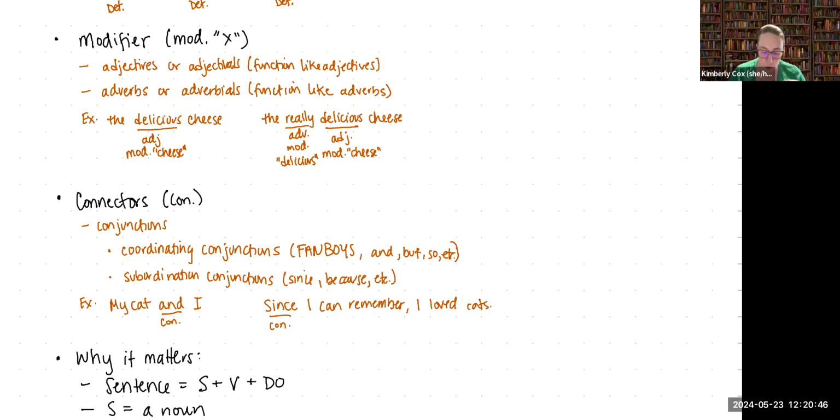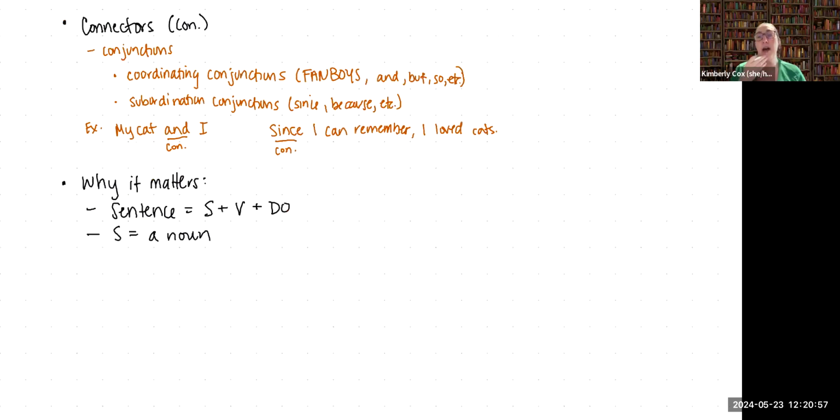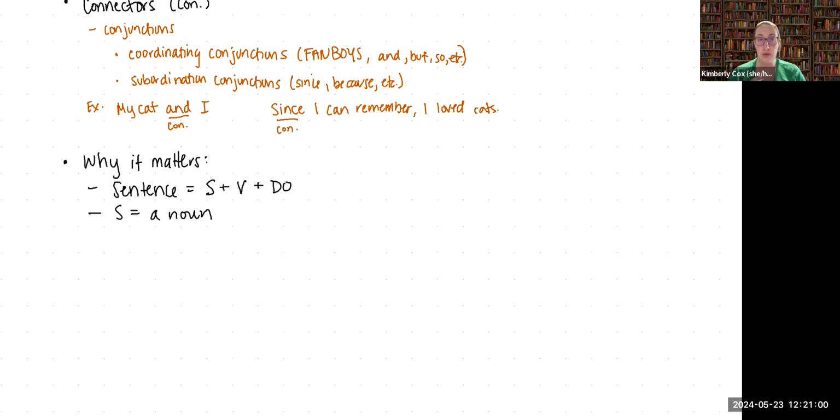Okay. So the last thing that I want to talk about a little bit is why all of this matters. And it is actually super, super important. So one of the things that I remember learning in grade school was that a sentence is a subject, verb, and direct object. That is not accurate. Okay. I read. This is a complete sentence. It has a subject, it has a verb, it has no direct object.